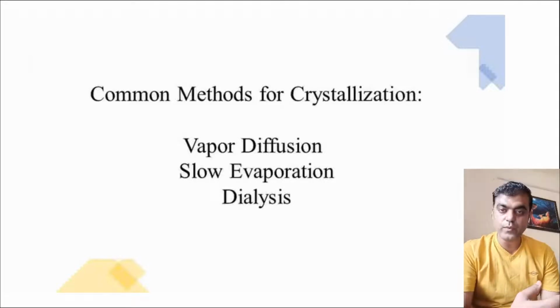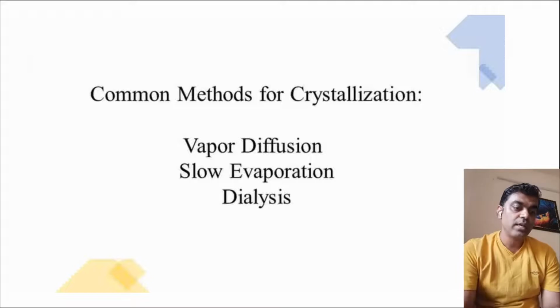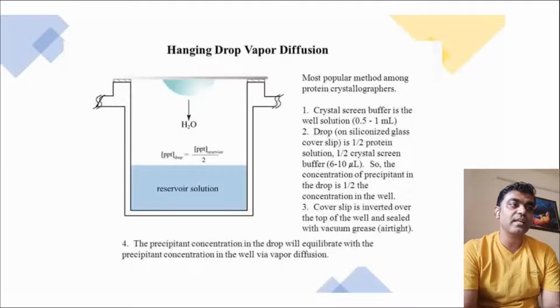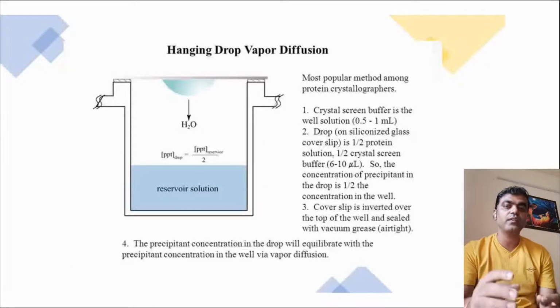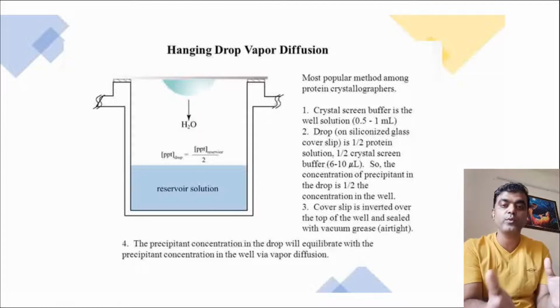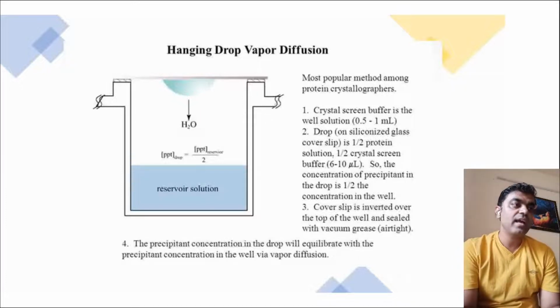One will be a vapor diffusion, another will be a slow evaporation, and the third is the dialysis method. Okay, so the first one is basically a vapor diffusion technique, and in the vapor diffusion technique there are basically two types. The first one is the hanging drop vapor diffusion technique.